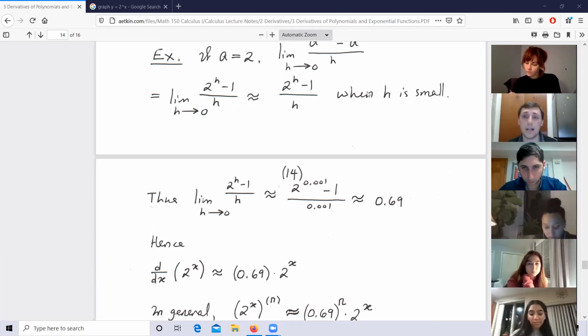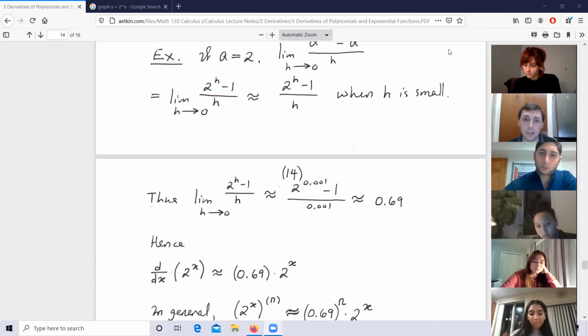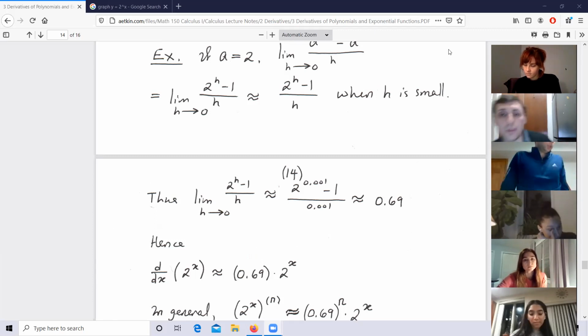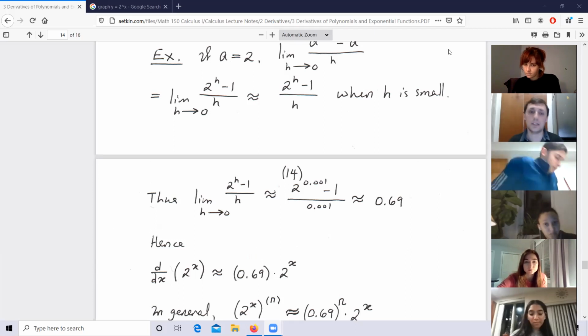Would anybody answer that question? Why did I pick 1 over 1,000 or 0.001? Would anybody answer that question? It's close to 0. It's the h, precisely. You understand, guys? It was completely arbitrary. I could have selected a smaller number. I selected it with the hope that it is small enough. In fact, I could have selected a larger number, perhaps.